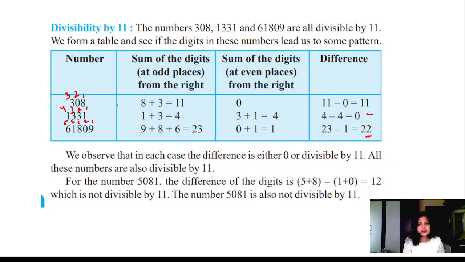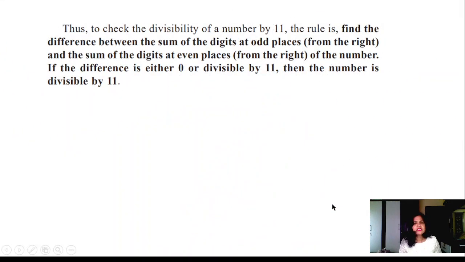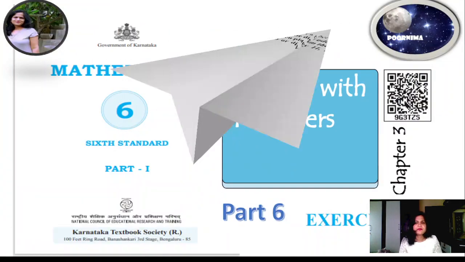For the number 5081, the sum of the digits at the odd places is 8 plus 5, which is 13. 13 minus 1 is 12. Is 12 divisible by 11? No. So the number 5081 is also not divisible by 11. Thus, to check the divisibility of a number by 11, the rule is to find the difference between the sum of the digits at the odd places from the right and the sum of the digits at the even places from the right. If the difference is either 0 or divisible by 11, then the number is divisible by 11.